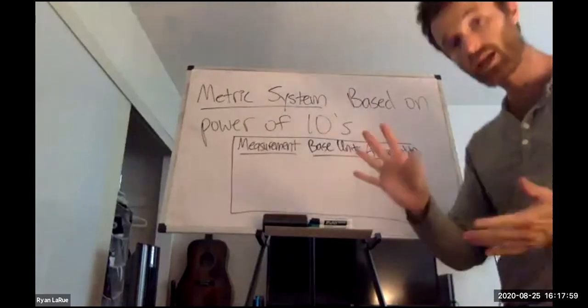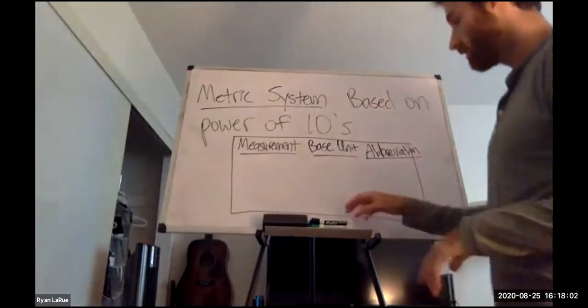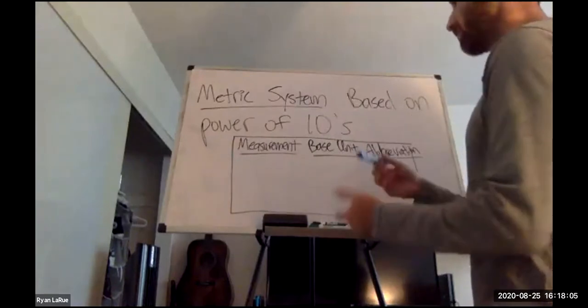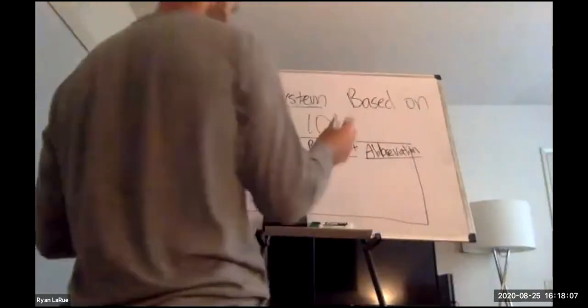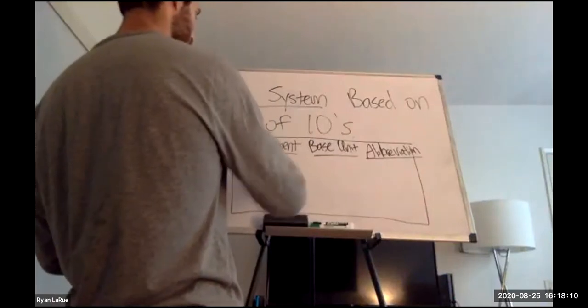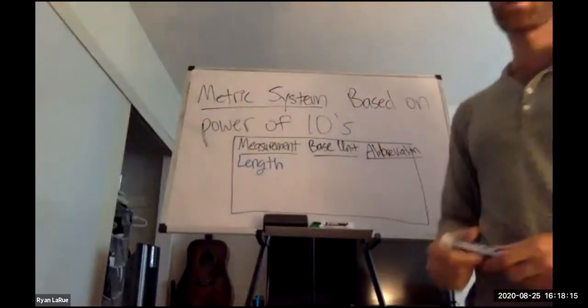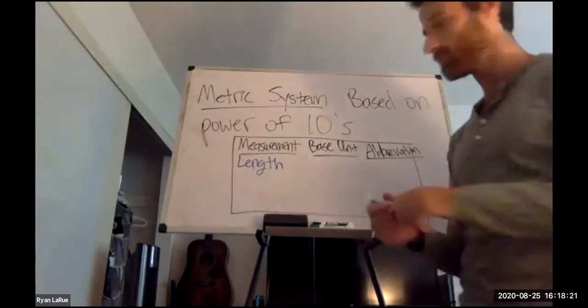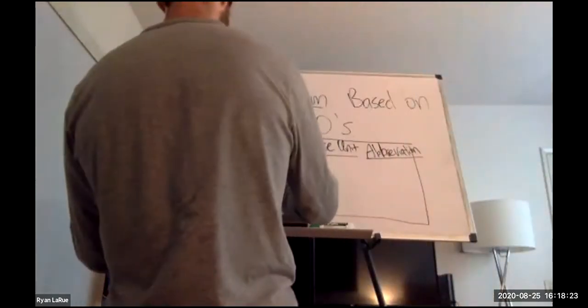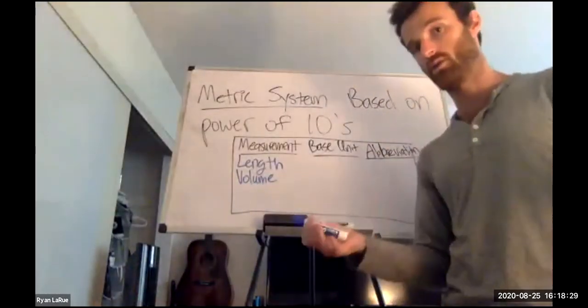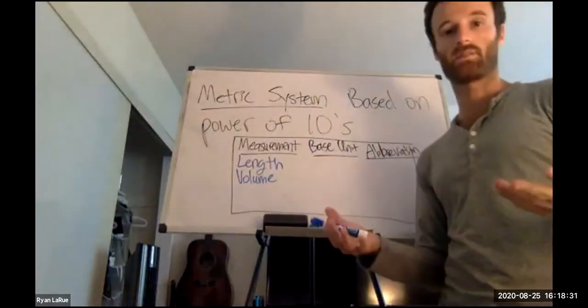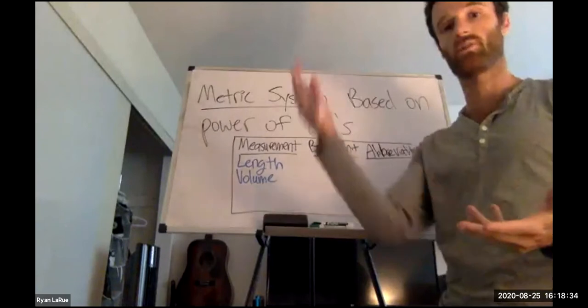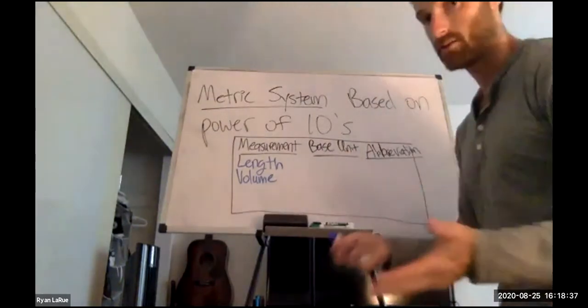So four types of measurements that we can take as scientists. We can do the length of something. We can do volume. Volume is a measurement of liquid, like a 2-liter bottle of soda, for instance. So liters is a measurement of the volume of that liquid, how much liquid.